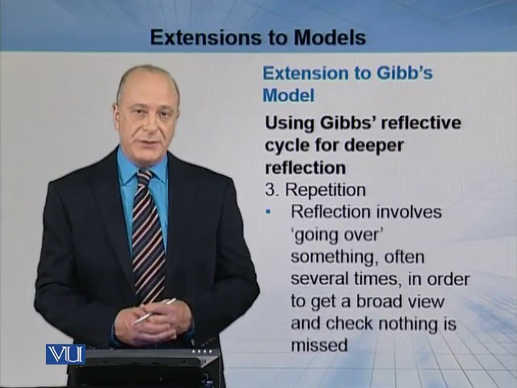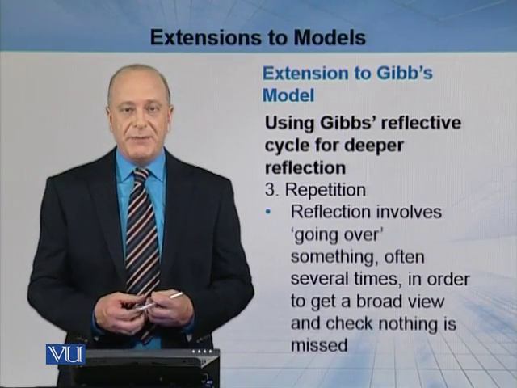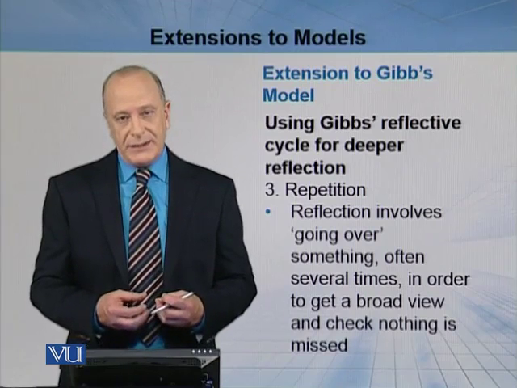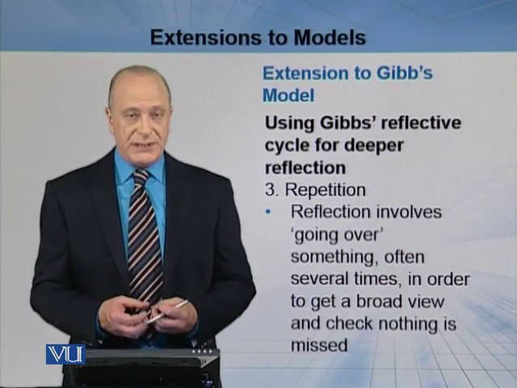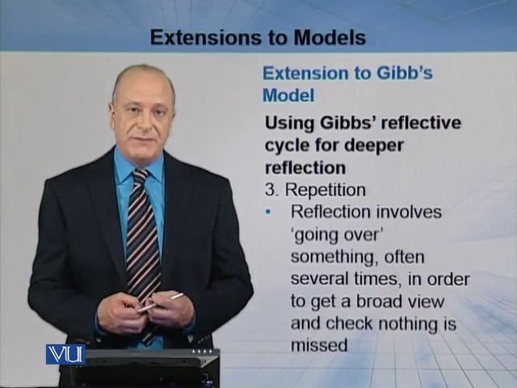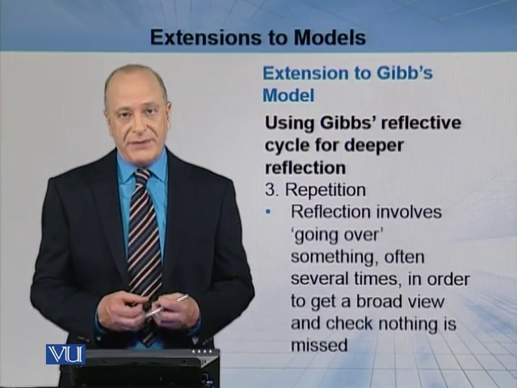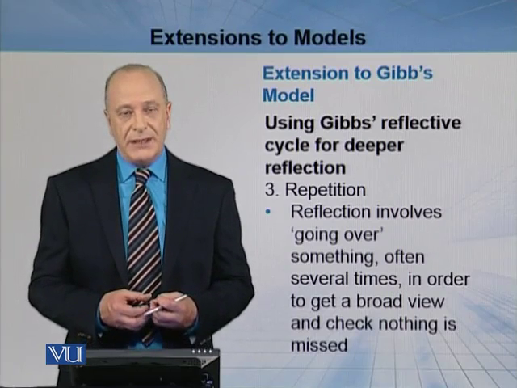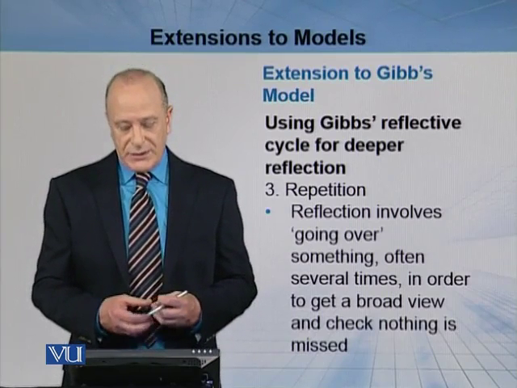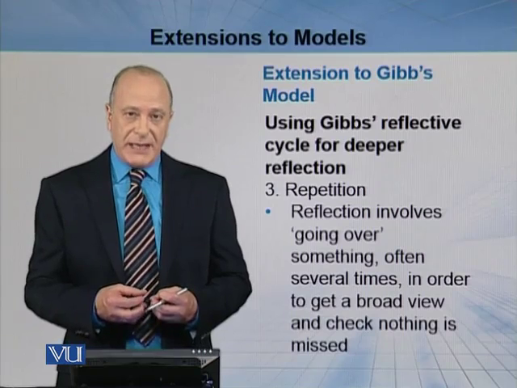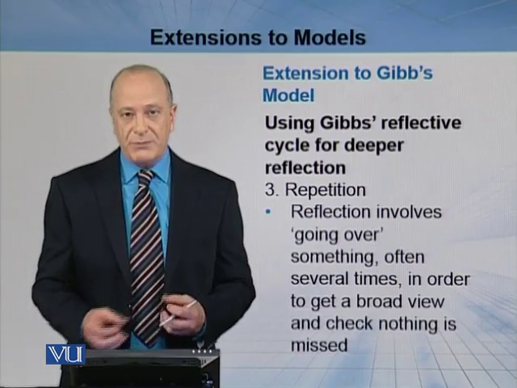Another element that we need to consider is about repetition. The Gibbs model is a cycle, and each stage of this cycle is an opportunity for us to go over a number of times, to have a number of iterations in our thinking about the experience from each of the stage points. And what this does is help us see things with greater clarity and with more depth.